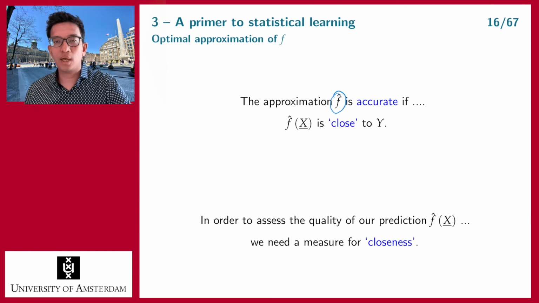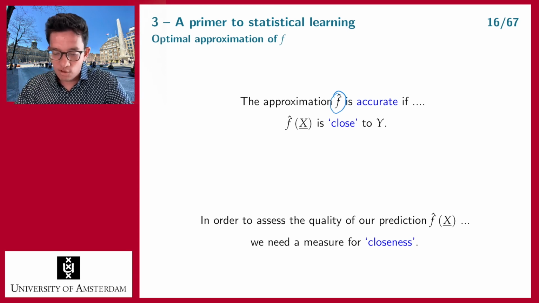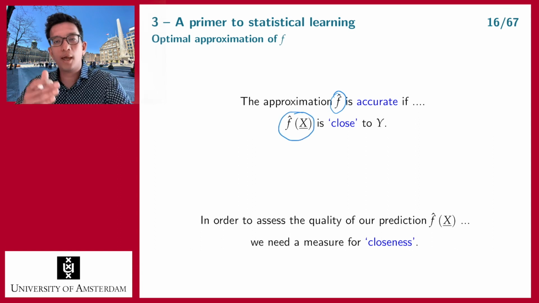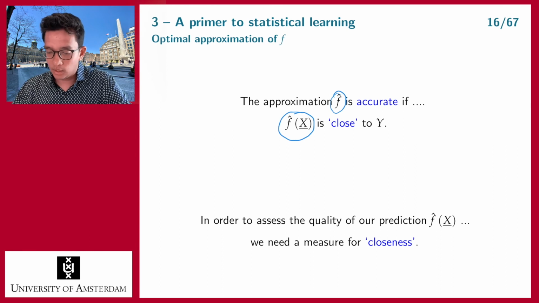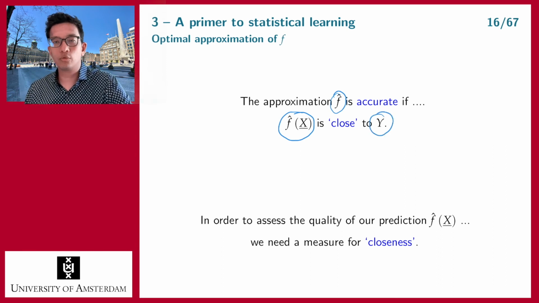If we want to predict our response variable, I can use now my f hat. That is what I have at my disposal, the best I could get from the data. Then the question is, when are we happy with f hat? Meaning, when is f hat accurate? Well, we are happy with using f hat if my prediction, f hat of x, is close to what it should be, meaning it is close to my response y.